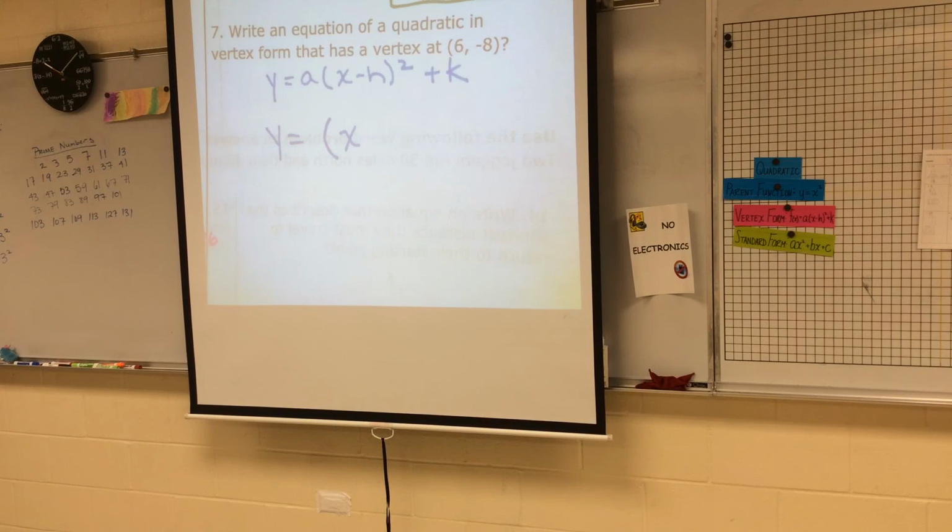I heard both. Well, what do we know about our x's? They lie. And here, if this says positive 6, we're going to write negative 6. Beautiful. See, our formula says minus h, and that h value is 6, so we use the same sign. All right? And then my k value is negative 8, so I'm going to say minus 8.